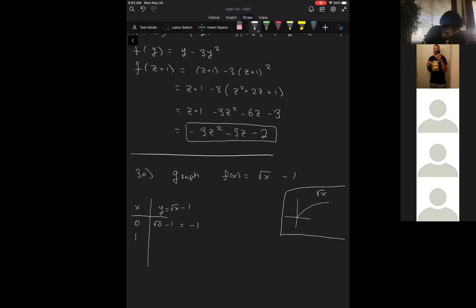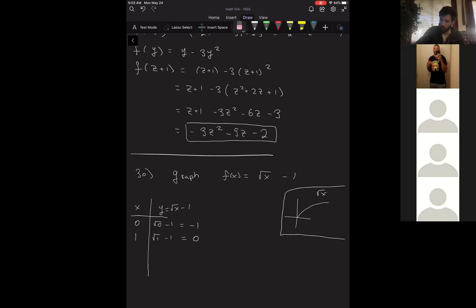So if we do that, we're going to get square root of 1 minus 1, which is going to be equal to 0. Something that we're not going to want to do is plug in 2 because we're going to get the square root of 2 minus 1. And we can't simplify the square root of 2. We need a calculator for that. So we want to kind of avoid that. So let's not plug in the x value of 2.